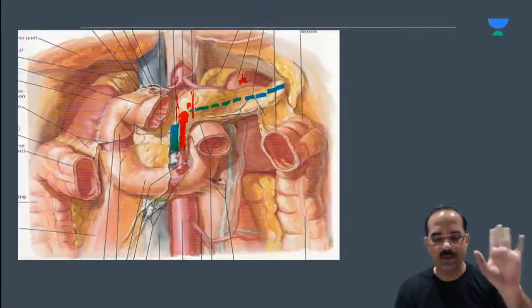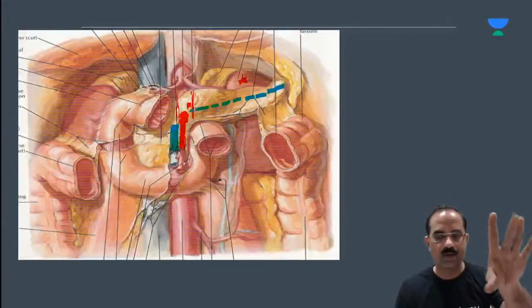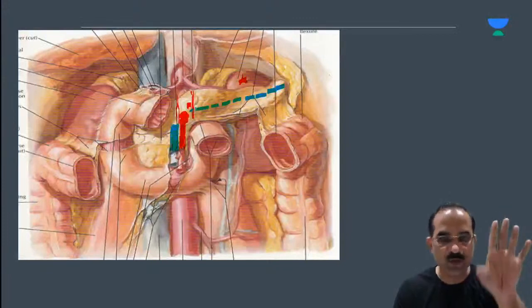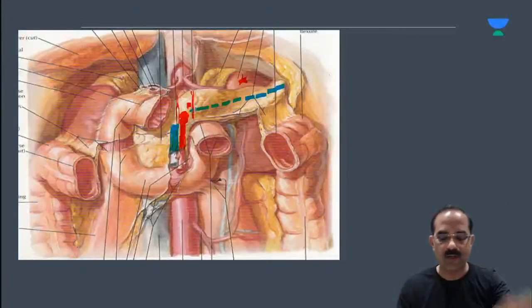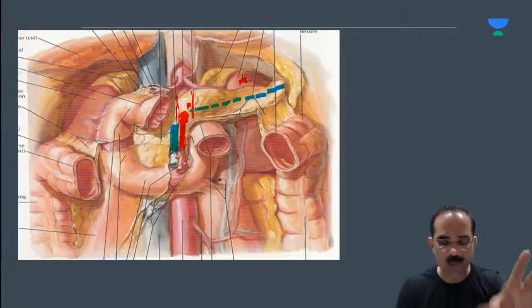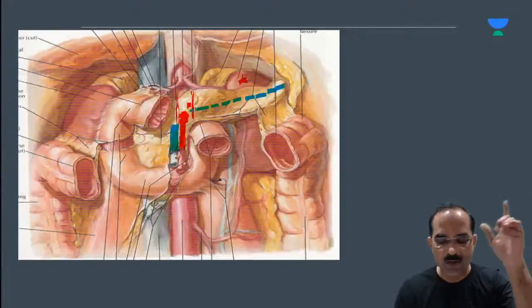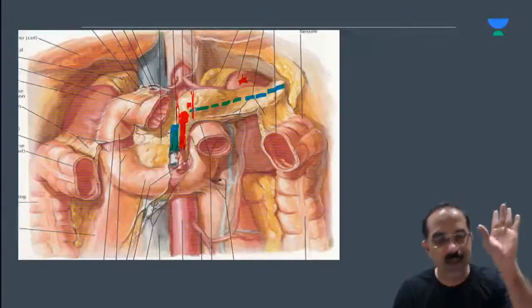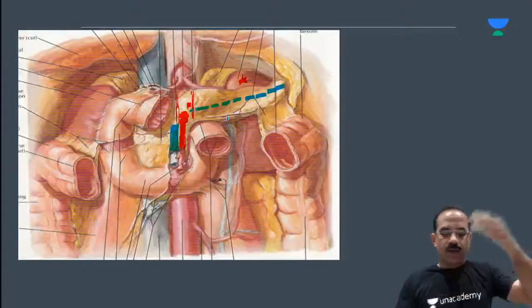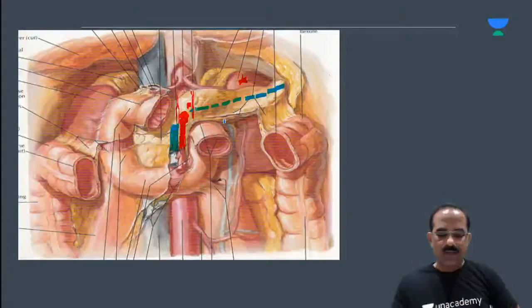So, the posterior relations of the body of the pancreas. Don't write anything, I'll give you this. One is the left kidney. Second is the left suprarenal gland. Third is the splenic vein. Fourth is the aorta with the origin of the superior mesenteric artery. And there are other structures also, but we can't see them.